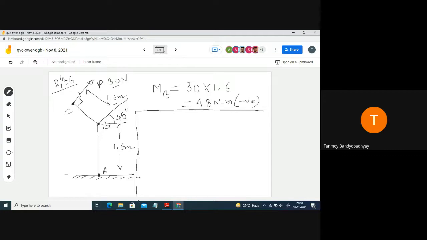So if I want to do it using a vector method, in that case vector MB should be equal to R BC cross vector P. Since I intend to find out the moment at the point B, what I am doing is taking B itself as the origin, or just assume that this is the origin. So in that case you have to calculate R BC cross vector P. So let's concentrate on this one. If we want to calculate it, RBC should be equal to what?